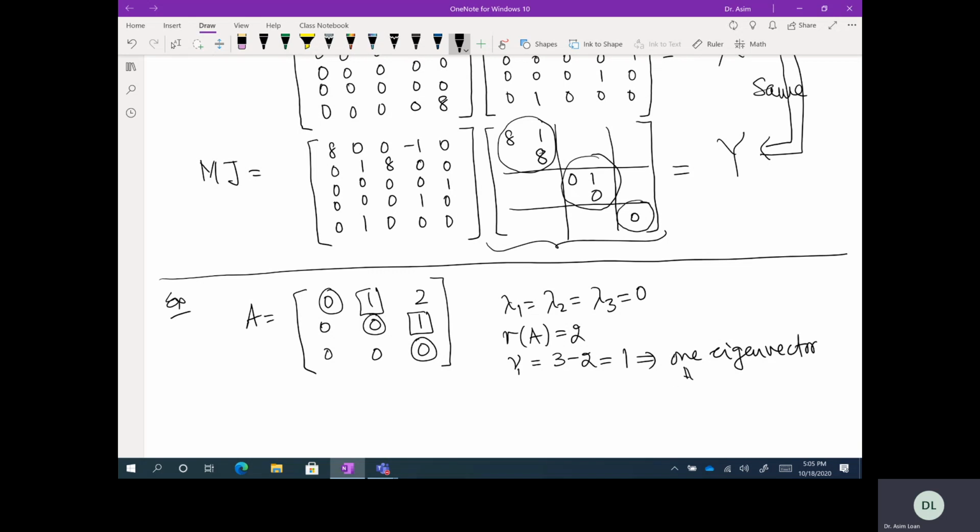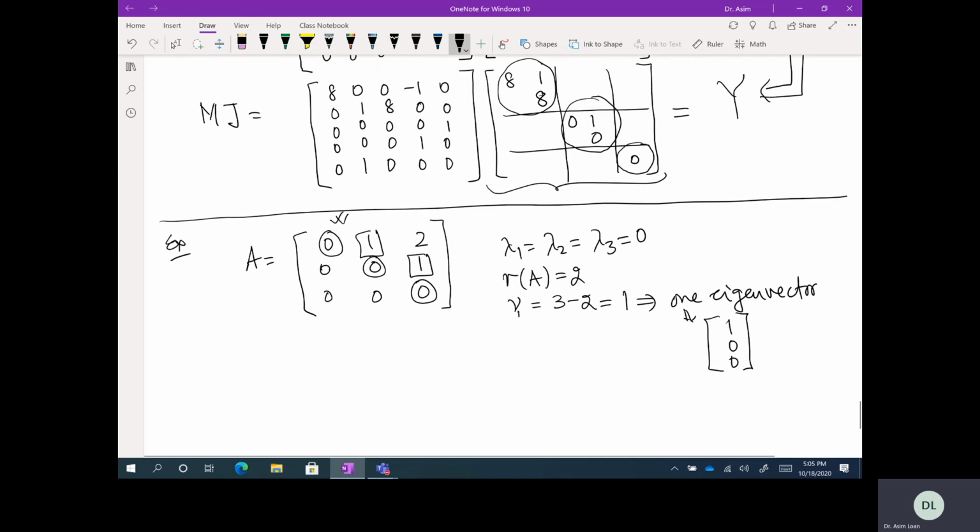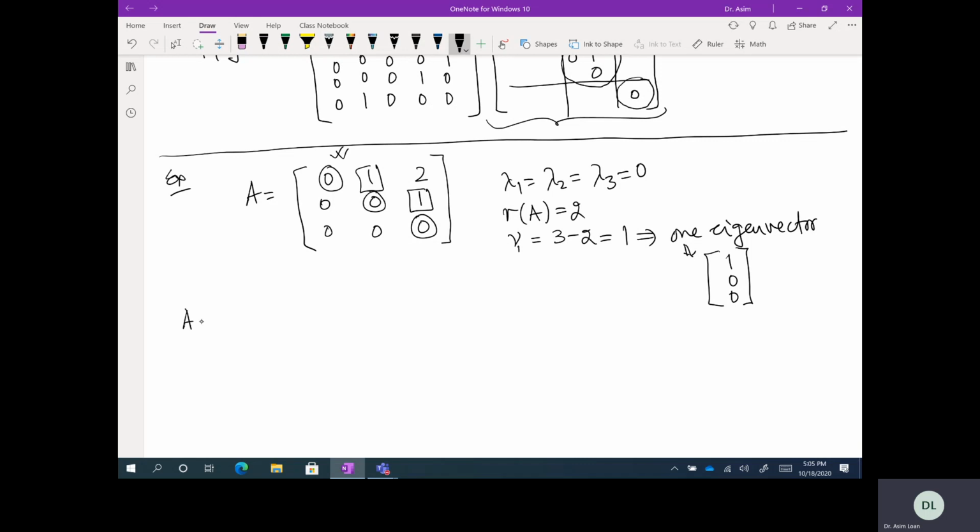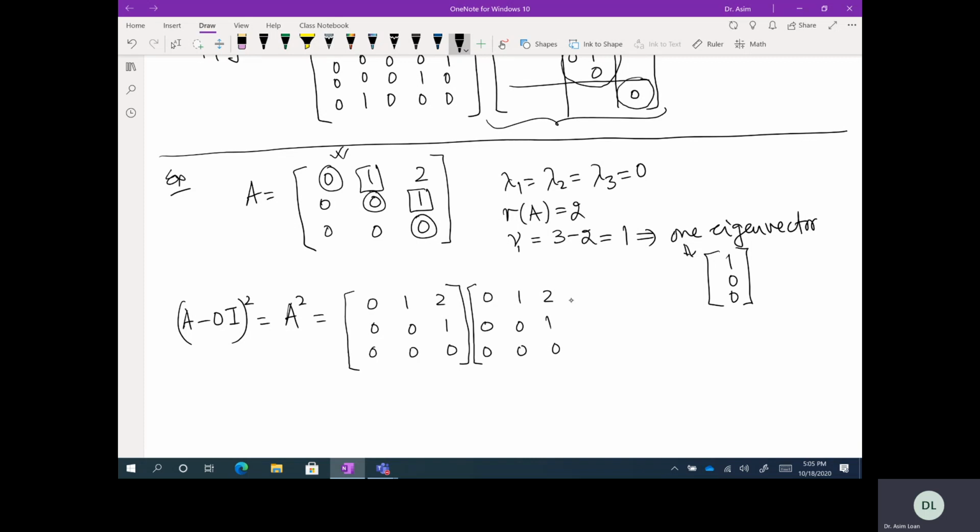And what is that eigenvector? You simply select this one because this is the free variable. So 1, 0, 0. Okay. So let's do A minus 0 I squared, which is simply A squared. A squared is 0, 1, 2, 0, 0, 1, 0, 0, 0 multiplied by 0, 1, 2, 0, 0, 1, 0, 0, 0. When I multiply these together, what do I get?